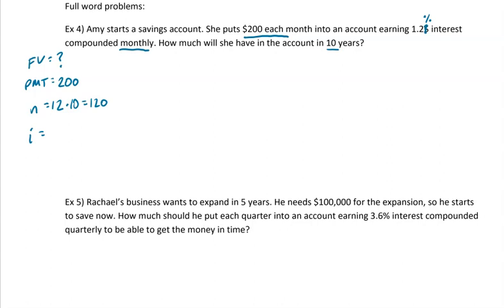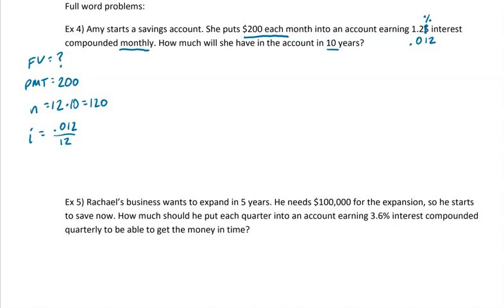Lastly, we have I. So I is the rate as a decimal divided by the number of compoundings per year. All right, so 1.2% would be 0.012 as a decimal. So it's 0.012 divided by, again, it was compounded monthly, so divided by 12.